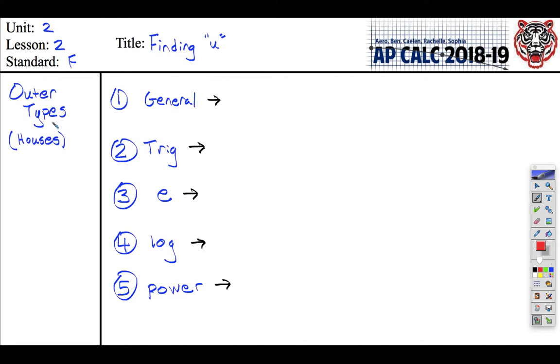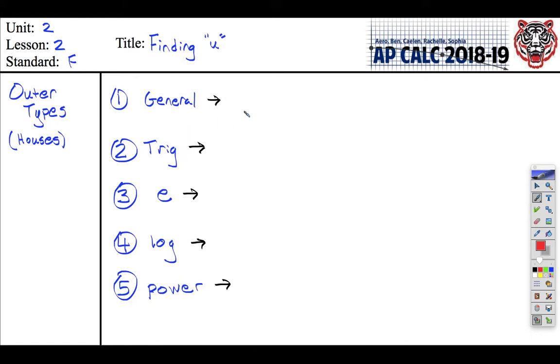So I'm always going to be referring to these as houses. If you go to college and you refer to them as houses, people look at you like you're crazy. This is just something that I do to kind of help us remember what house we're in. So these are the different outer types, and then we'll find the inner once we know what house, what outer we're in.